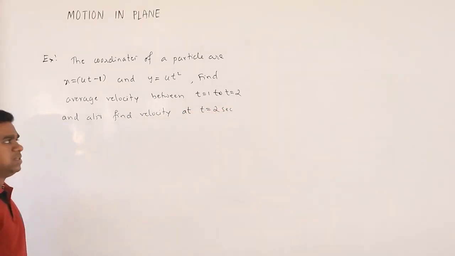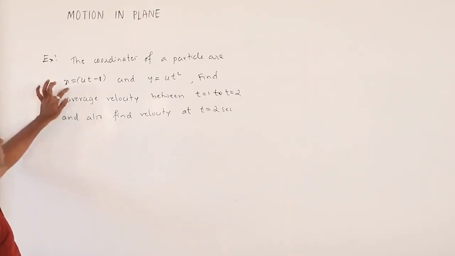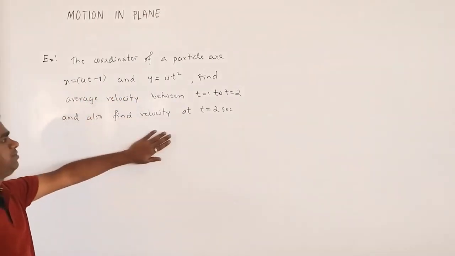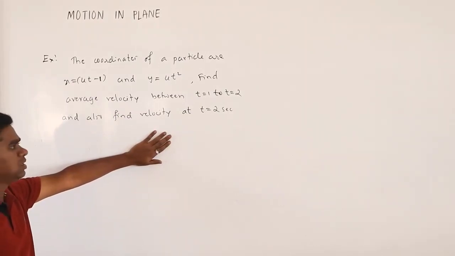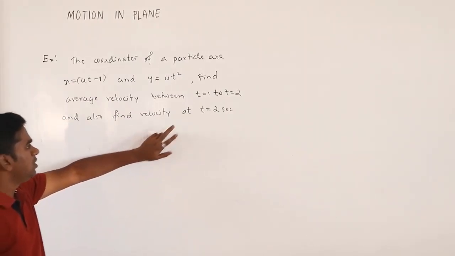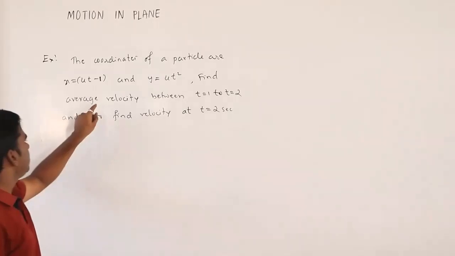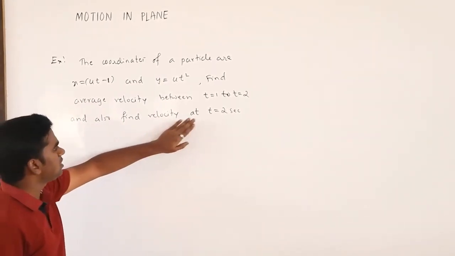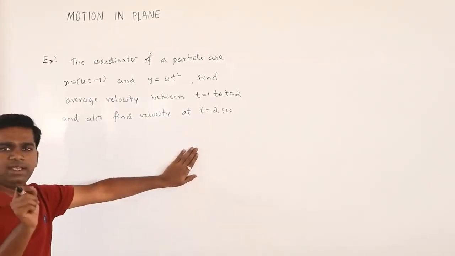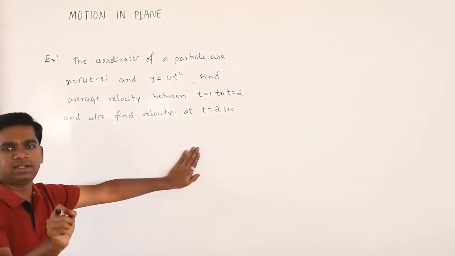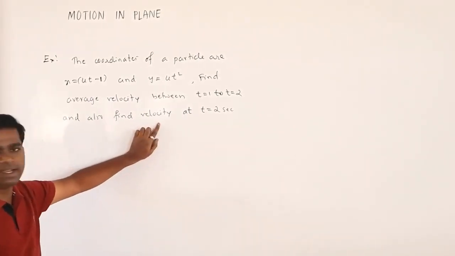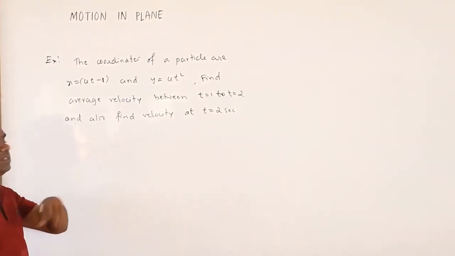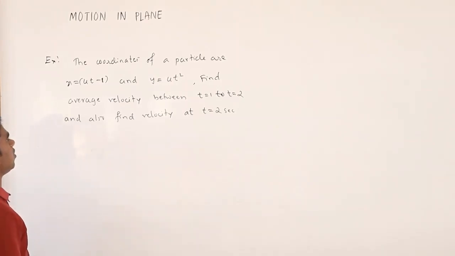So read the question properly. They have given x and y. They are asking you to find the average velocity between t equals 1 to t equals 2 seconds. So there is an interval, that is why we call it average. But in the next question, find the velocity at t equals 2 seconds, a given instant of time. This is going to be the instantaneous velocity. So they are asking two things here: one is average velocity and the other is instantaneous velocity.